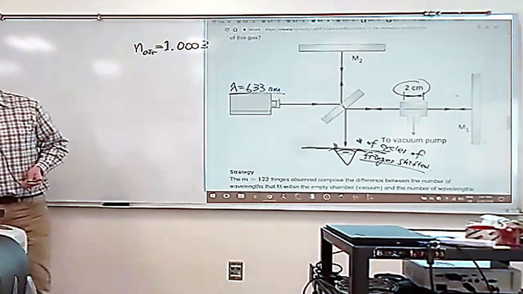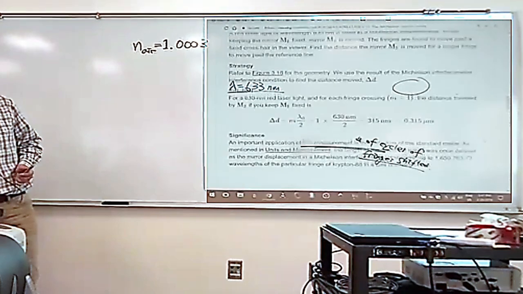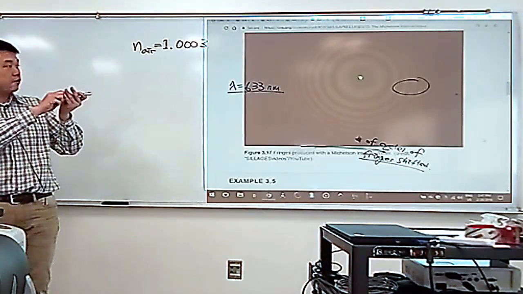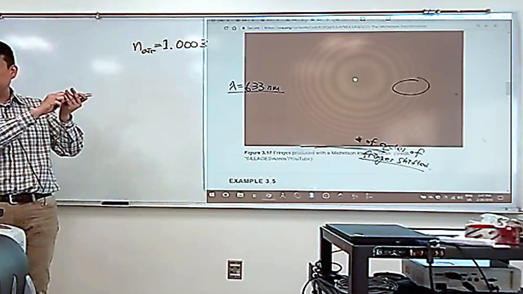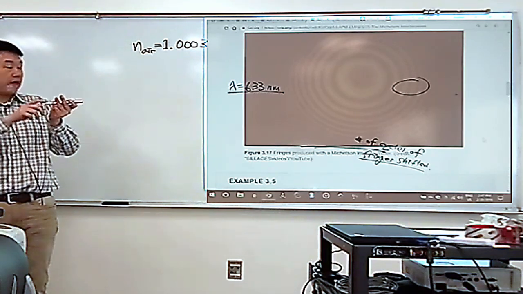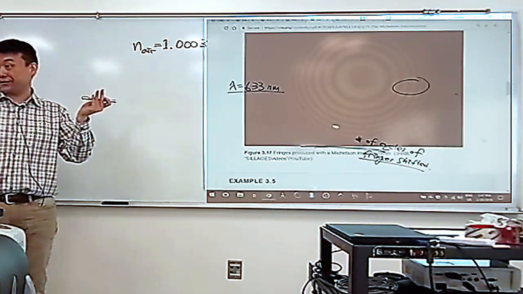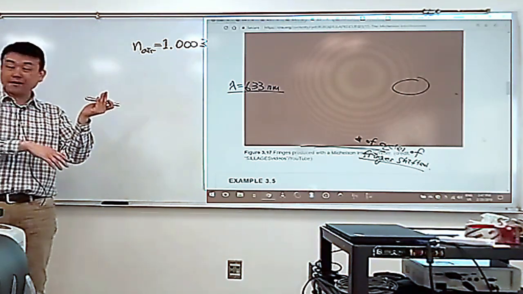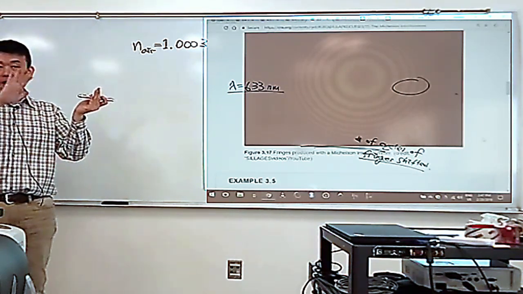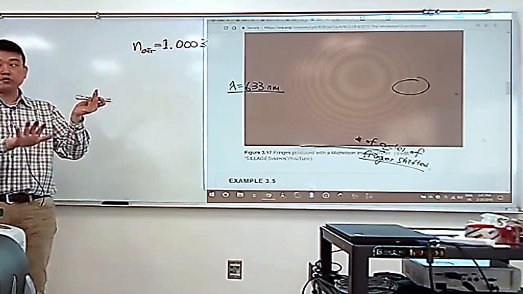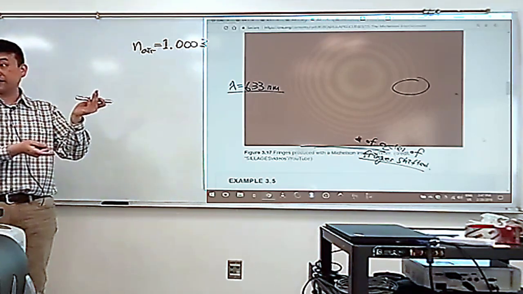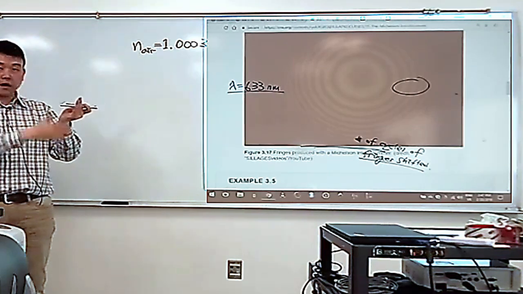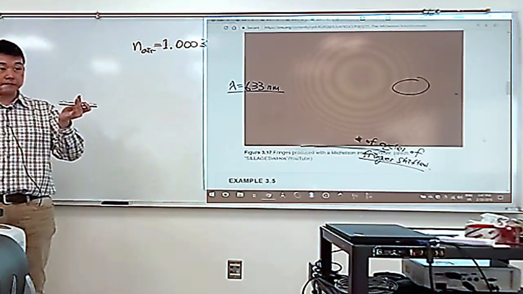This is the distinction I want you to draw. You are not trying to predict, is the center going to be dark or bright? You take this as it comes out. Maybe the center will come out to be dark. Maybe it'll come out to be bright. And after you have that setup, all you are going to look for is the change of one cycle, or change in the number of cycles from dark to bright, back to dark.